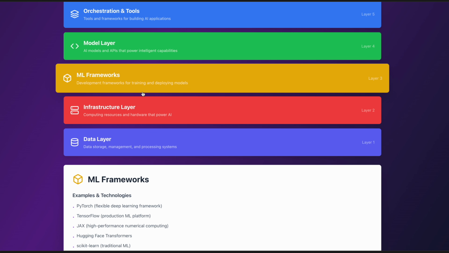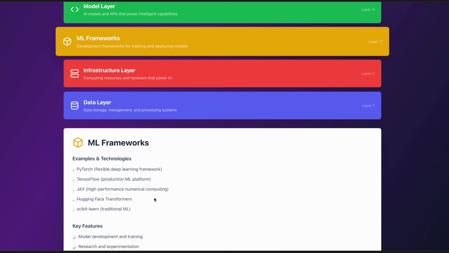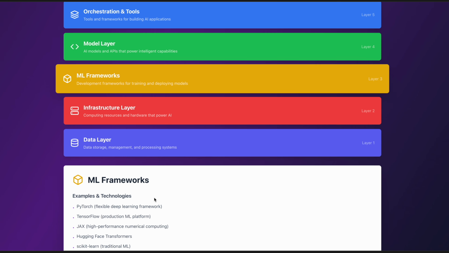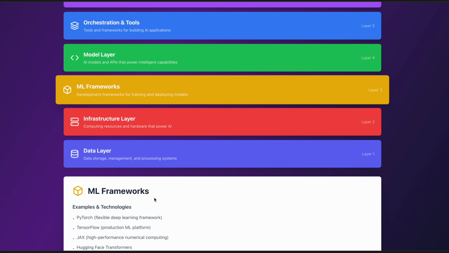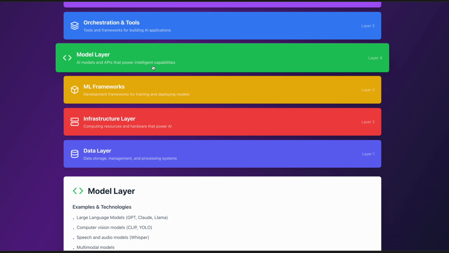So ML frameworks are what you decide for your application. The frameworks give all the features and the flexibility your application needs. PyTorch, TensorFlow, anything it may be, or you can download or get a model from Hugging Face. So choose your ML frameworks. It should all be in a flow, and then your model layer.